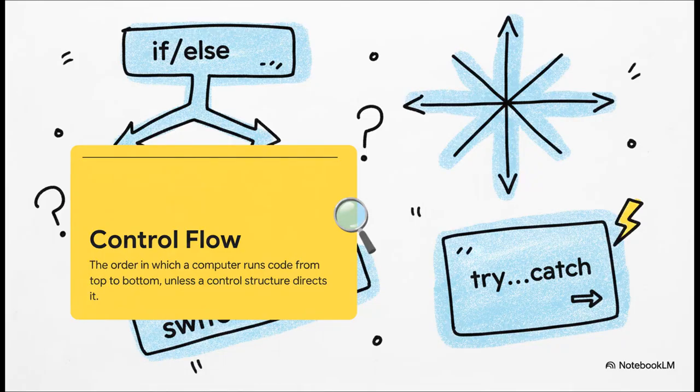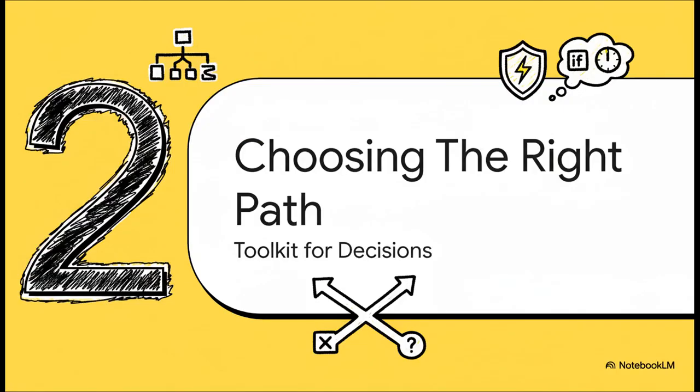By default, JavaScript just reads your code like a book. Top to bottom, one line after the other. But that's not very powerful, is it? Control flow structures are the commands we use to break out of that. They let us tell the program to jump, to branch, or to make a choice based on whatever's happening at that moment. Okay, so what's in our toolkit for guiding this flow?